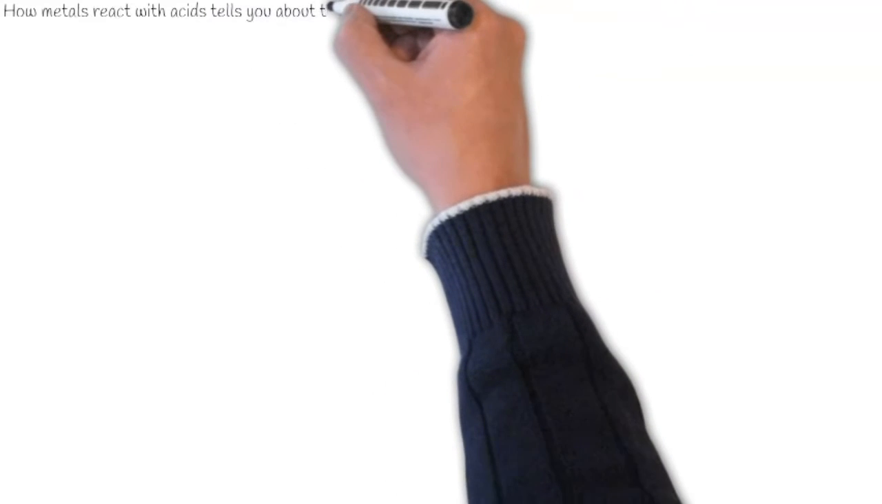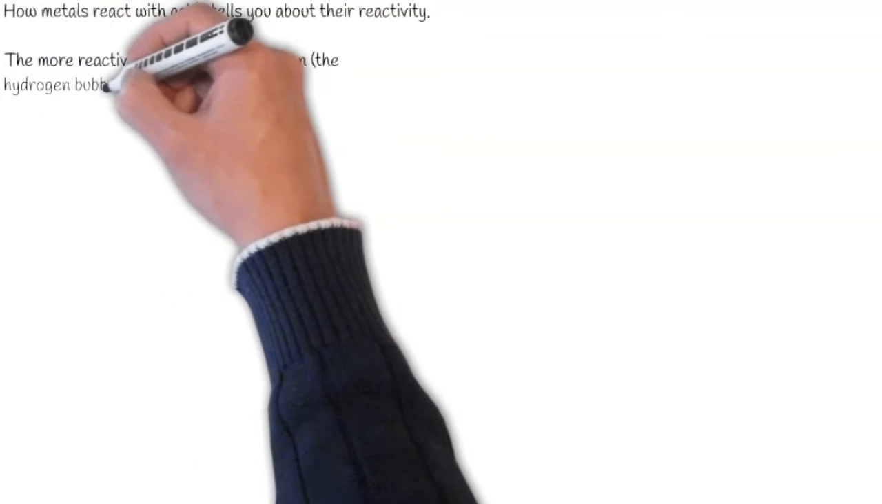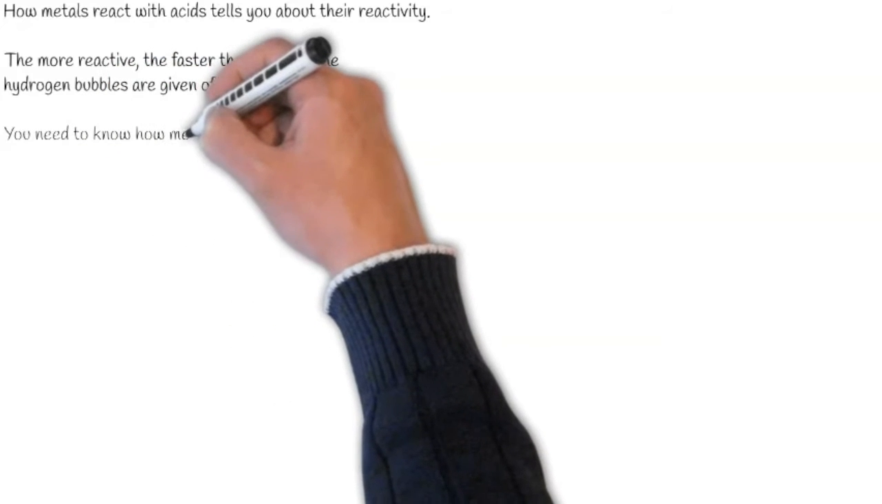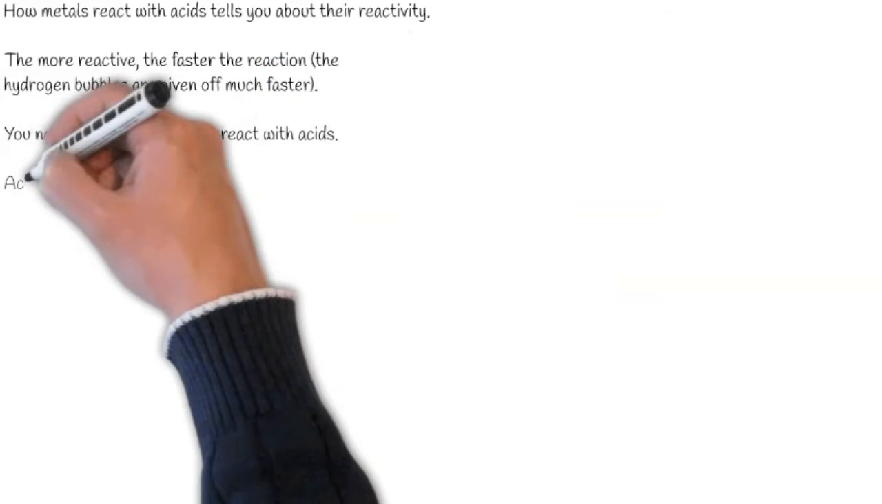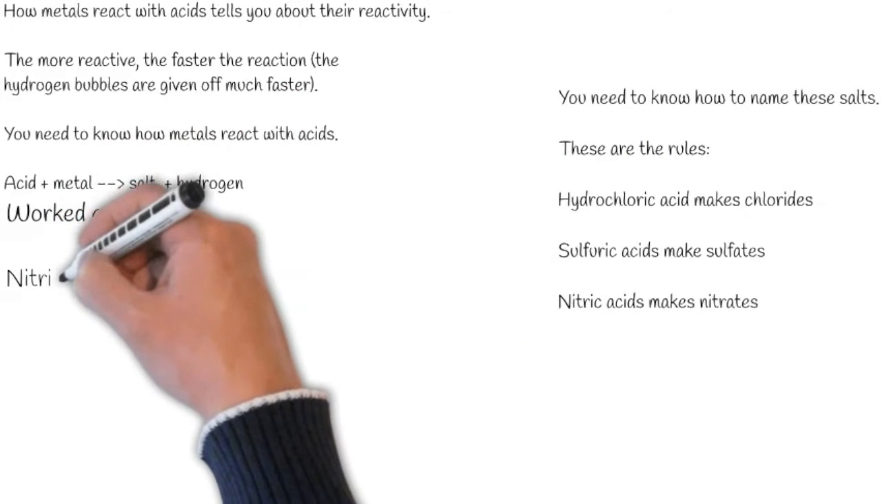We need to know how metals react with acids and how that tells you about their reactivity. The more reactive the metal, the faster the reaction will be. The more hydrogen bubbles are given off much faster. You need to know how metals react with acids. Acid plus metal makes salt plus hydrogen.